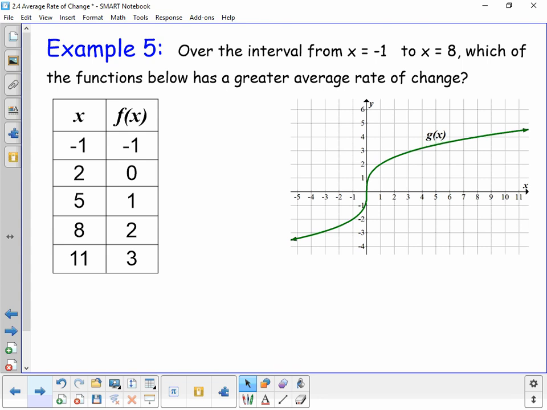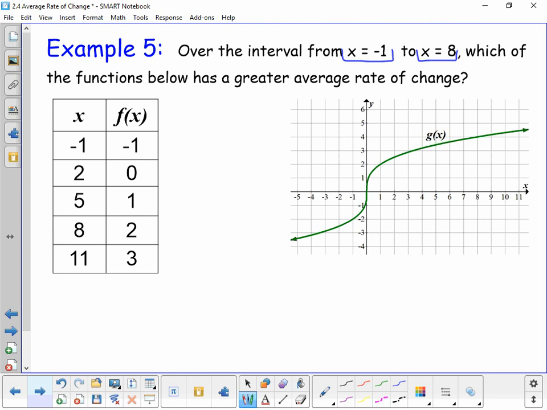Okay, we're almost to the end. So one of the things that we often think about with average rate of change is not just what the average rate of change of a particular function is, but we want to maybe compare some functions and decide which one has a greater average rate of change over the interval. So that's what we're going to do for the next two problems, is compare two functions. So over the interval from -1 to 8, I want to know which of these two functions has a greater average rate of change.